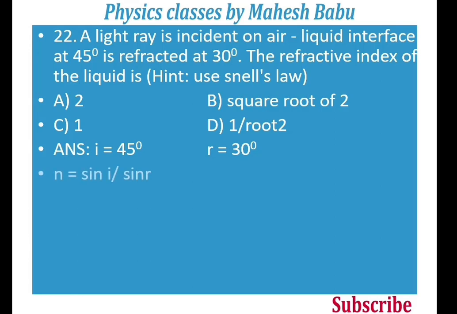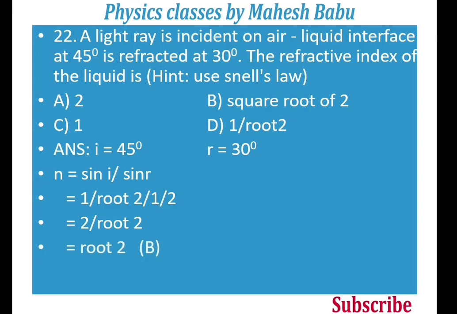Sin i by sin r equals the refractive index, a constant. So n equals sin i by sin r. i is 45, r is 30. Sin 45 by sin 30. We know sin 45 is 1 by root 2 and sin 30 is 1 by 2. See clearly, 1 by root 2 whole divided by 1 by 2. Now the 2 goes up, 2 by root 2, root 2 cancels with 2 root 2 times. So the answer is square root of 2, option B.